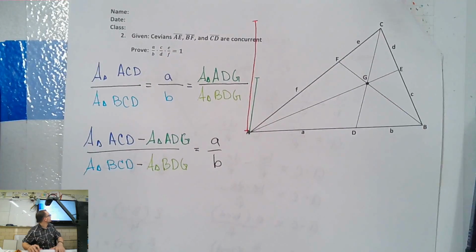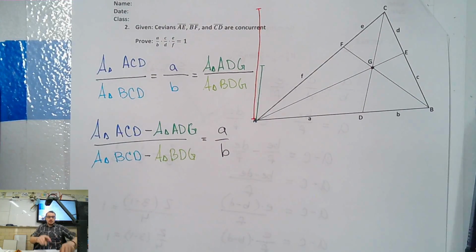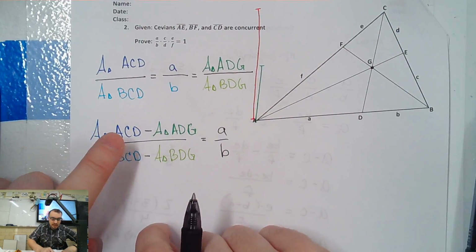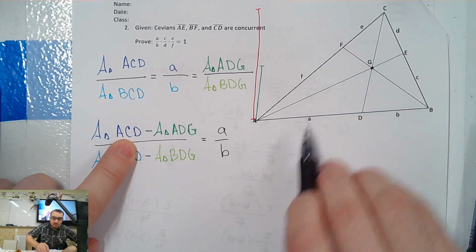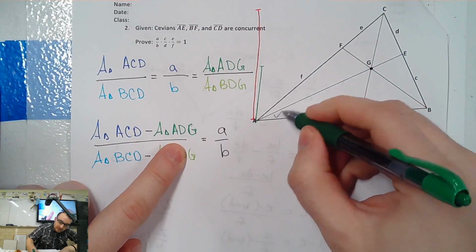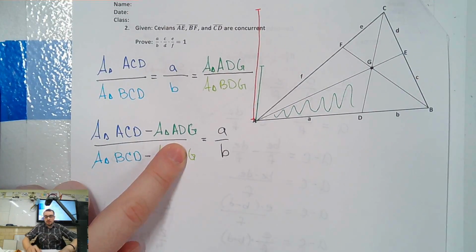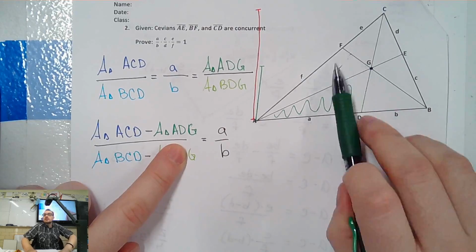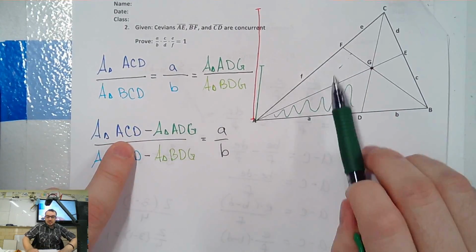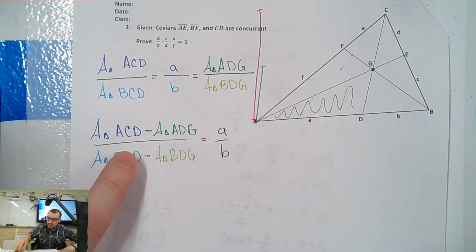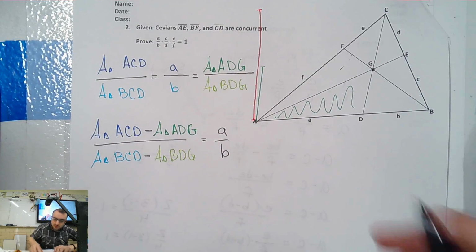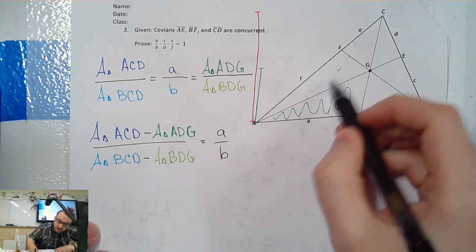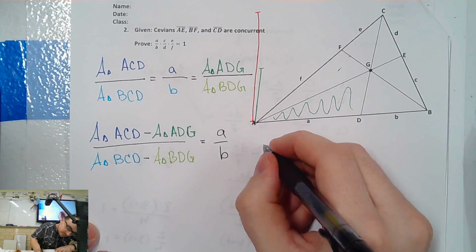Now, we're almost done with the first part of this proof. What is ACD? ACD, you guys see it? This big triangle, right? Minus this triangle, ADG. Well, it's what's left over, right? It's this triangle. So in other words, that is just this triangle, right? So I'm going to write that out. We'll just do it in black. So this triangle right here is triangle ACG.